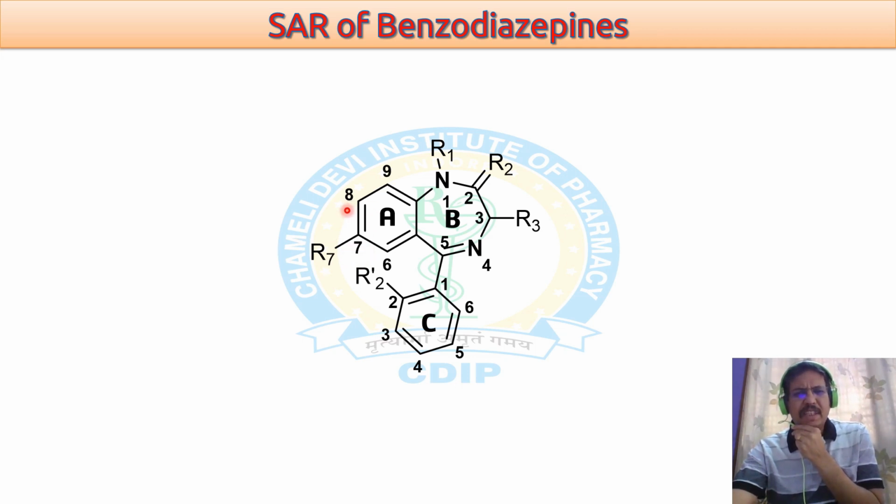Apart from that, the other three locations, that is carbon 6, carbon 8 and carbon 9, do not require much change. If we go for modification there, then definitely activity is affected in a dramatic fashion. So we take one by one the different modifications carried out on the benzodiazepine nucleus.